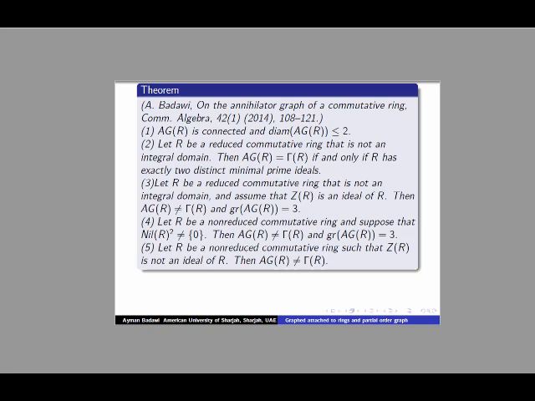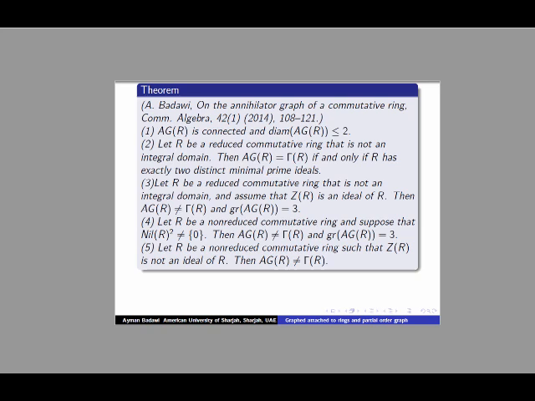So if you have a reduced ring, then these two are the same if and only if R has exactly two distinct minimal prime ideals. You're going to tell me, can you give me an example? Yes. Take your ring to be Z5 cross Z11. Take R to be a product of two fields.